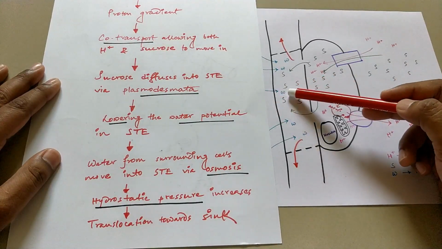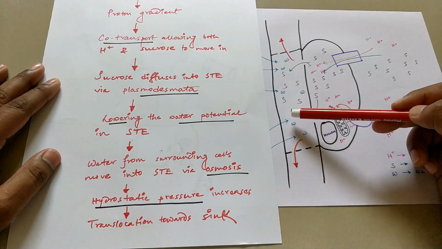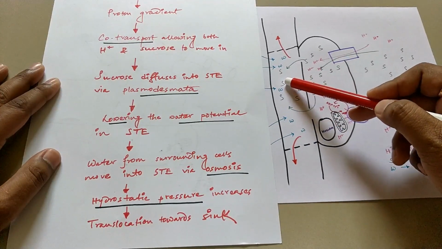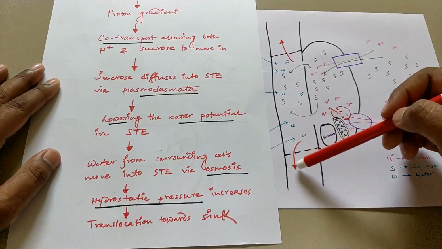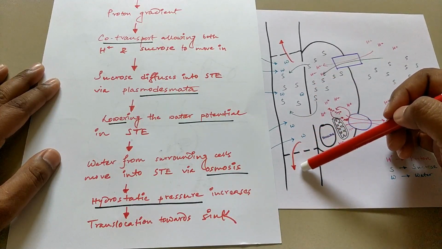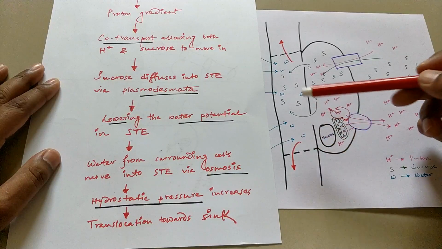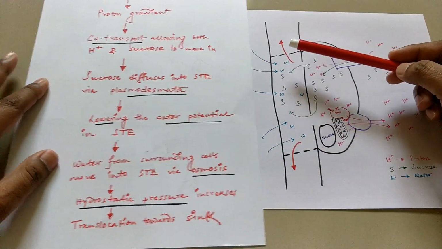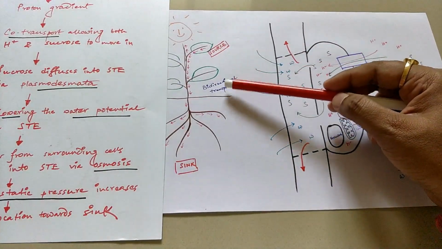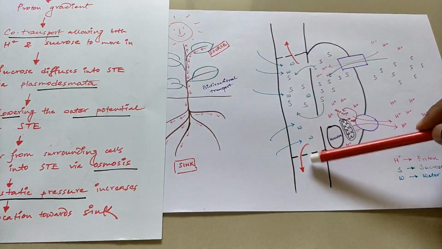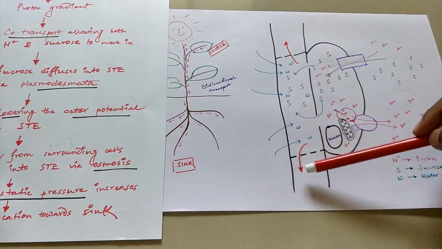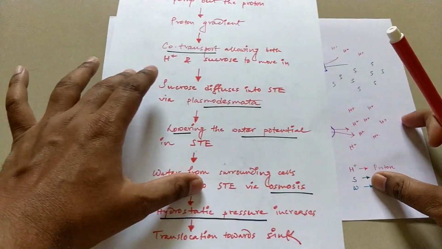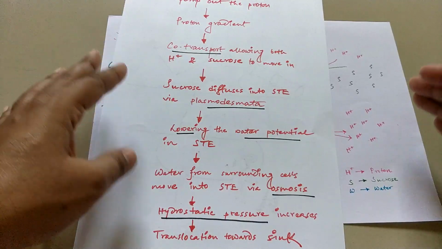The moment water is inside, the hydrostatic pressure inside the cell will increase, and that will lead to the translocation to take place. As a result, translocation will take place towards the sink. So if you remember, I told you in the beginning, bidirectional transport. So translocation towards the sink will take place, right? So that's it. That's about the translocation.